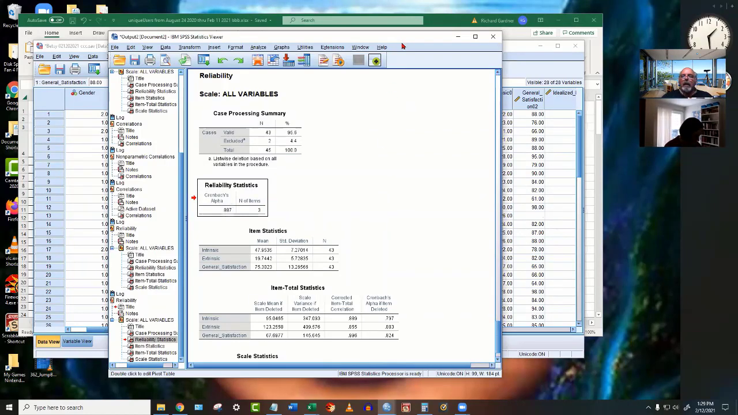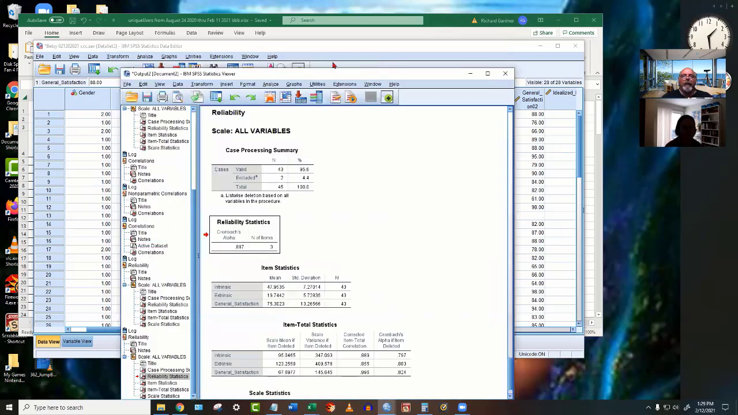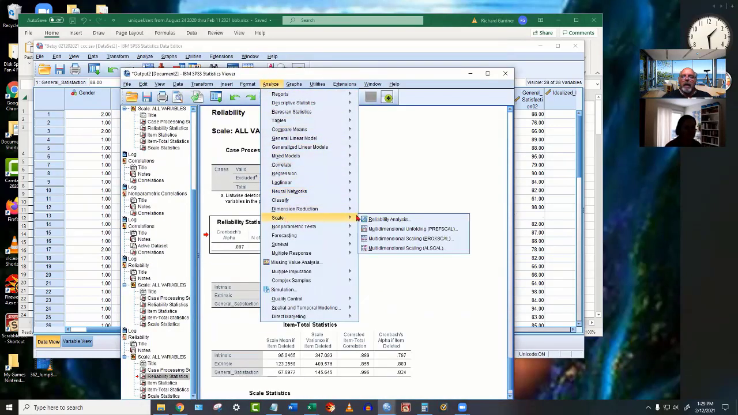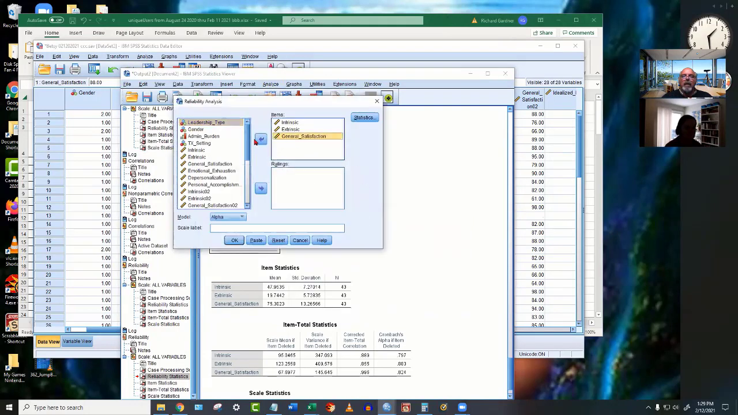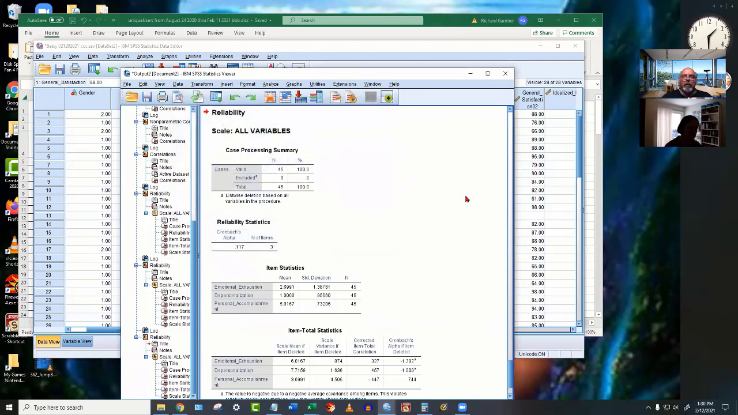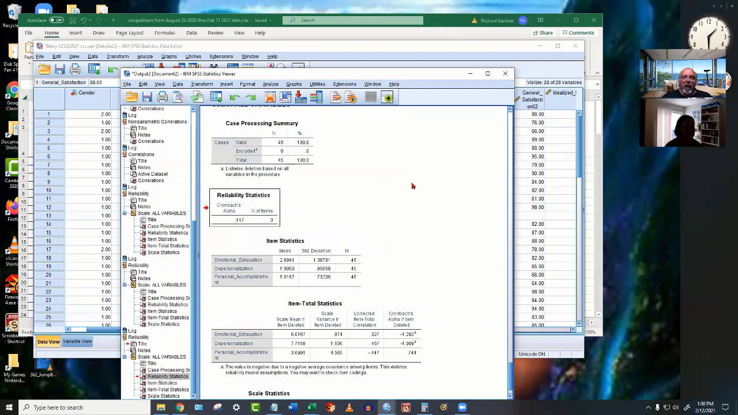Okay, and then we'll do Cronbach's for the three subscales for burnout. That's emotional exhaustion, depersonalization, and personal accomplishment. Here we go. Uh-oh, something's wrong. That's okay. I figured it would be, because personal accomplishment, I think, is actually a positive, so I'll probably have to do the same thing with it.